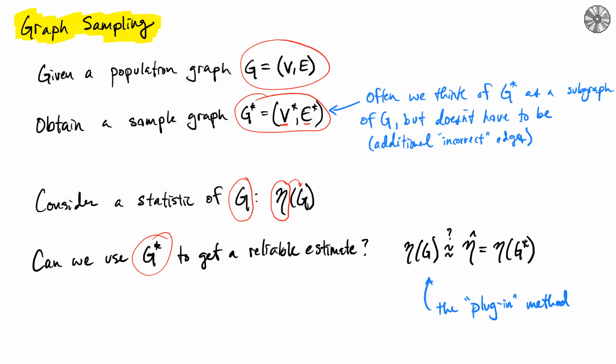The quote-unquote plug-in method is simply to say, okay, well, this is what I want, and all I have is G star, so let me just evaluate that statistic on this sample graph G star, and this is my estimate, this eta hat. And so the question is, when is this an okay thing to do, and when is it not, and how careful do we need to be?